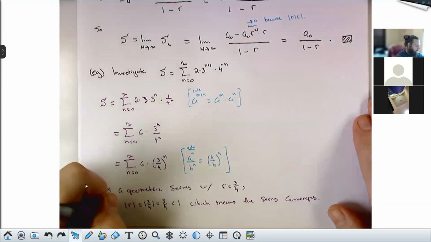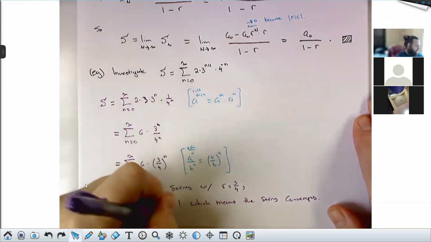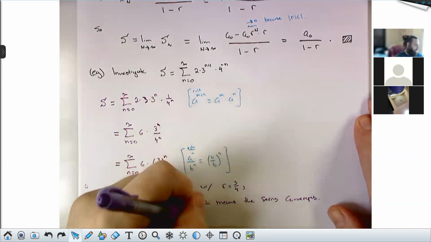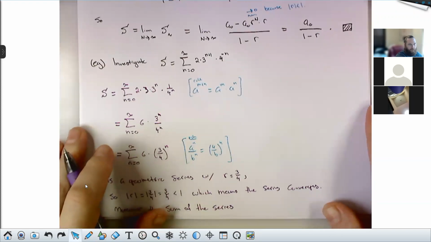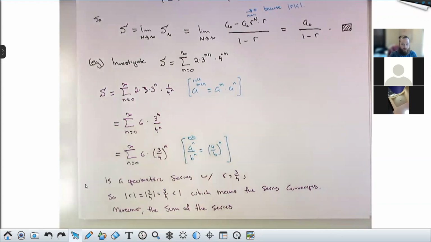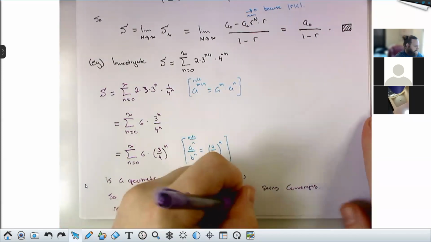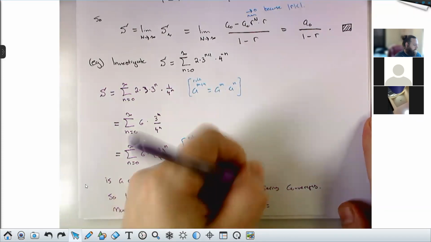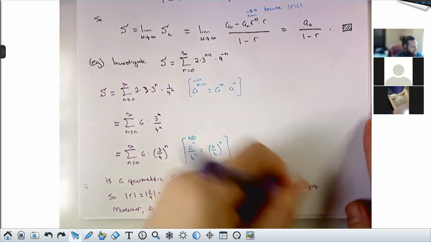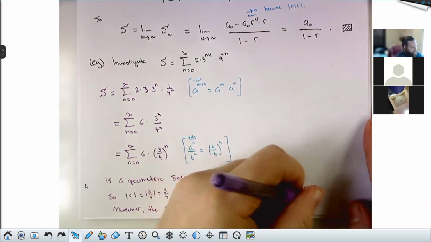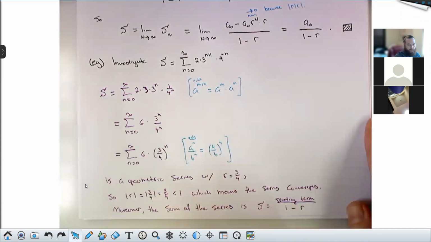Moreover, the sum of the series. Geometric series are part of this rare breed of series where you can tell me not just that the series converges or diverges, but if it converges, you can find the sum. Is S equals the starting term divided by 1 minus the common ratio. Okay, so I need to know what my starting term is.